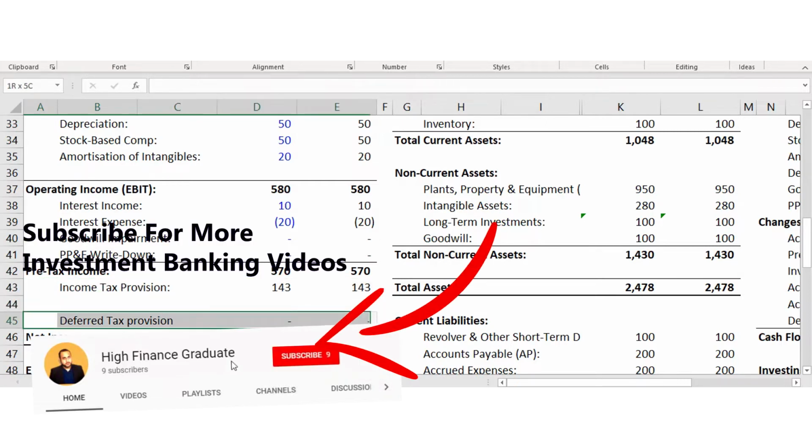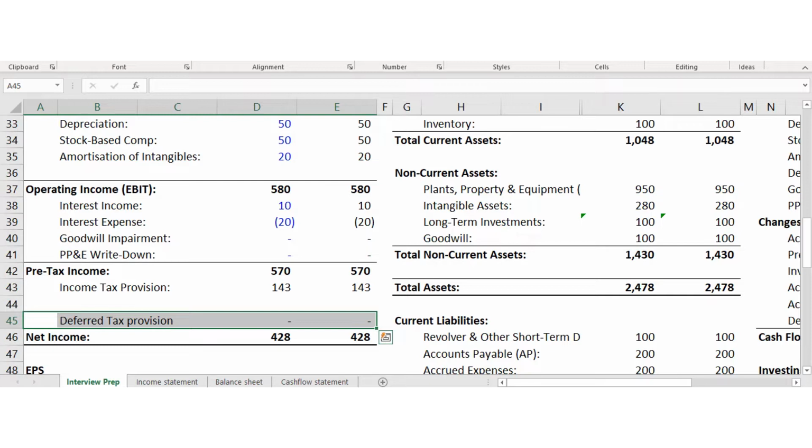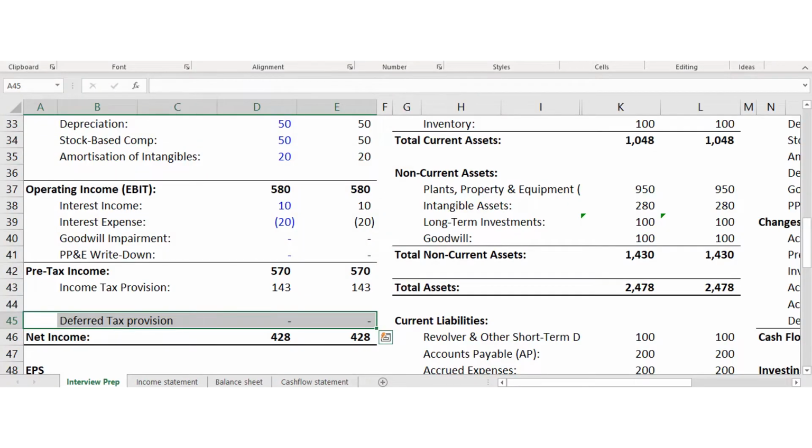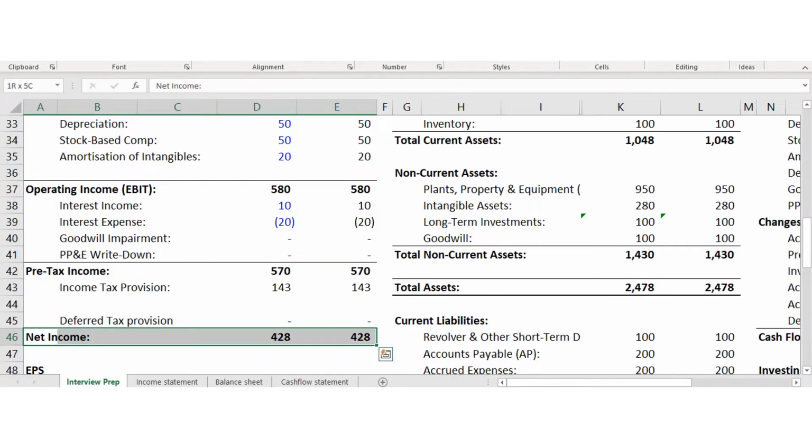Now, deferred tax provision. This is something which we have here for the purpose of practicing for interviews. But essentially, deferred taxes is something that occurs when you have either overpaid or underpaid your taxes in a previous year, and that difference will then affect the next year. So don't worry too much about this. This is something that you have to practice for your investment banking interviews. That's why it's here. So once you have your pre-tax income, you then pay your taxes. What you are left with is your net income. Now, this is the profit which you've made for the year.